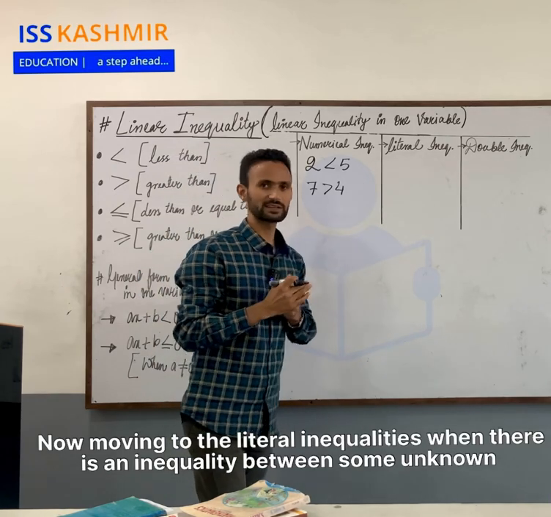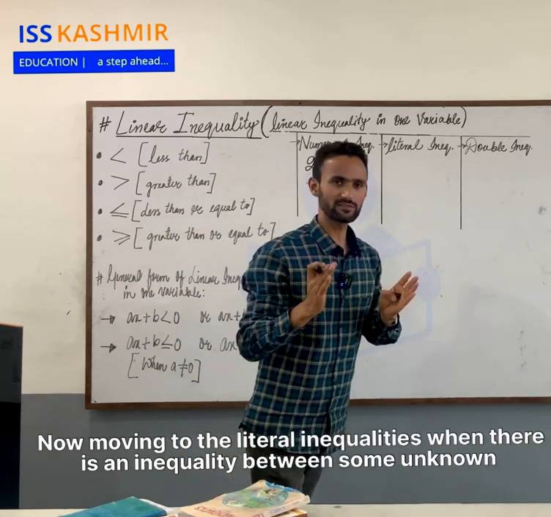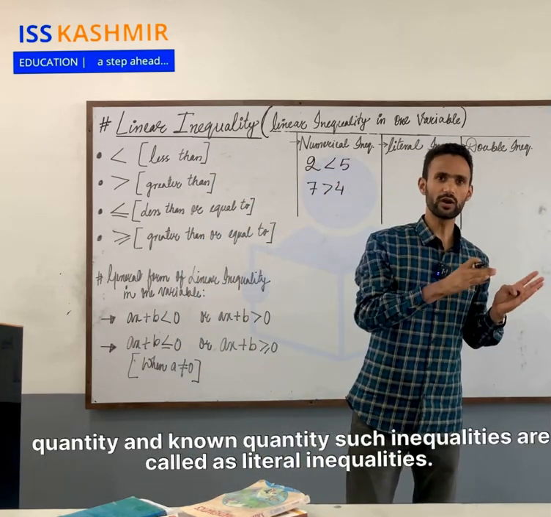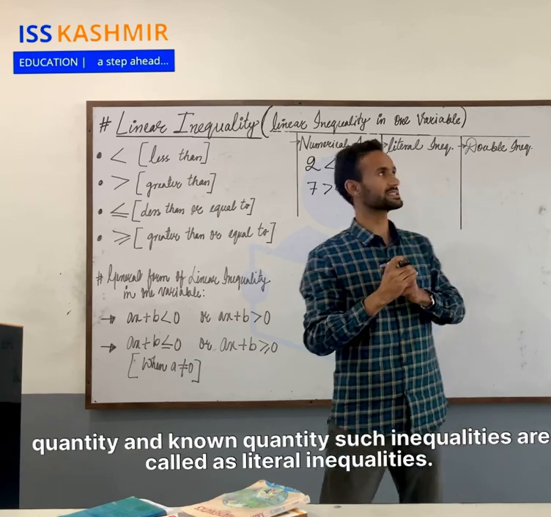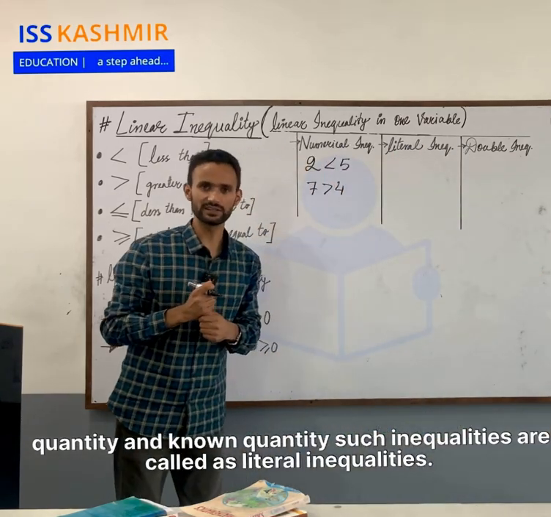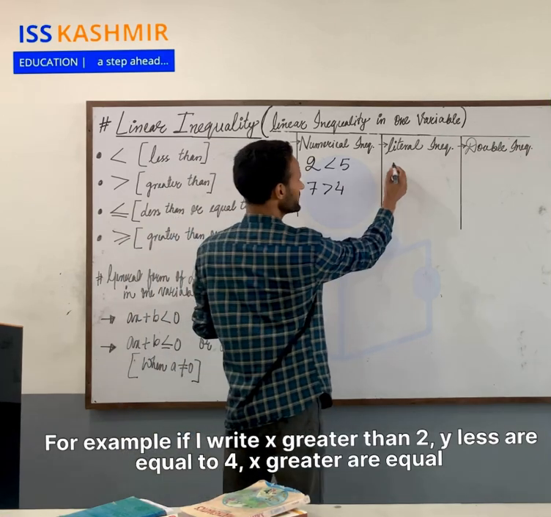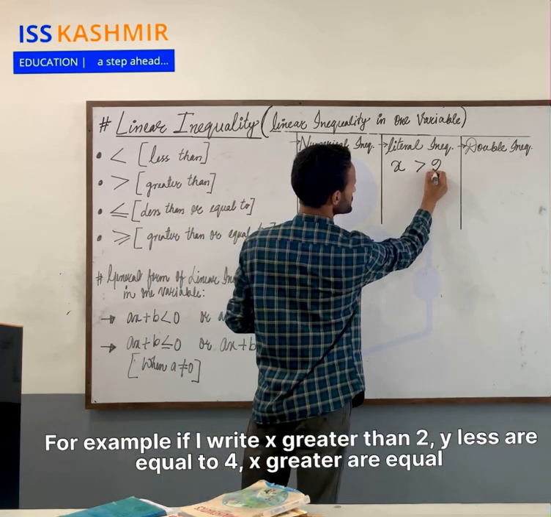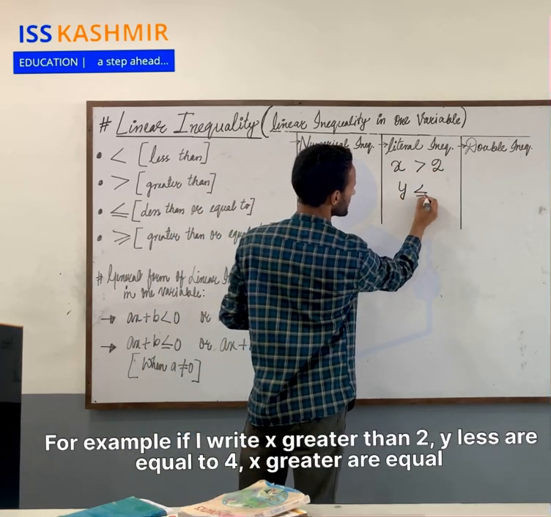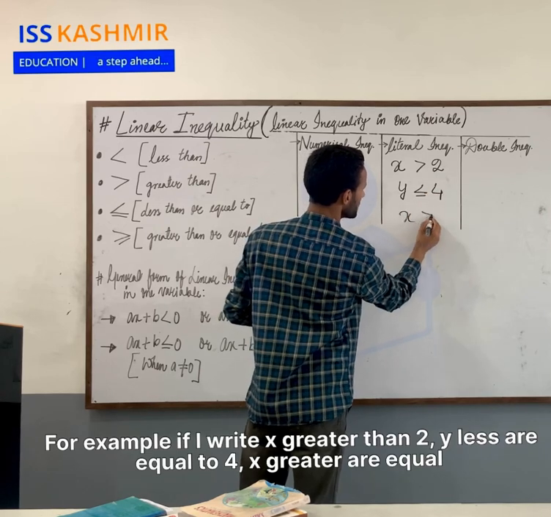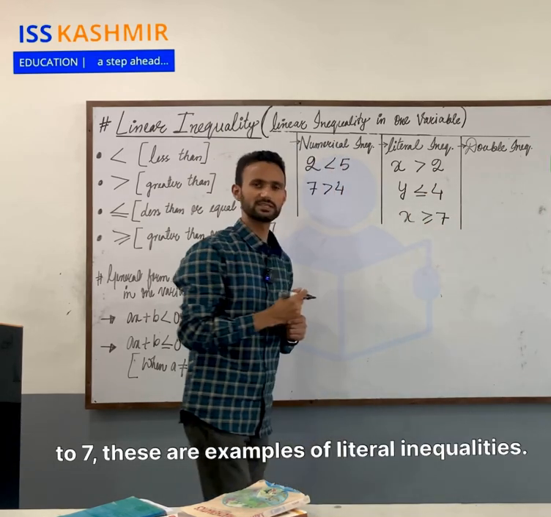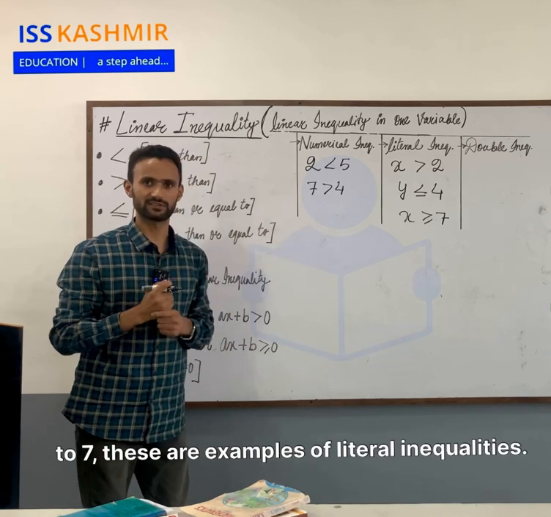Now, moving to the literal inequalities: when there is an inequality between some unknown quantity and a known quantity, such inequalities are called literal inequalities. For example, if I write x greater than 2, y less than or equal to 4, x greater than or equal to 7, these are examples of literal inequalities.